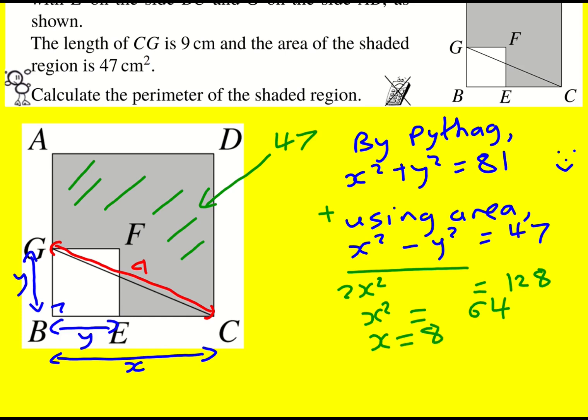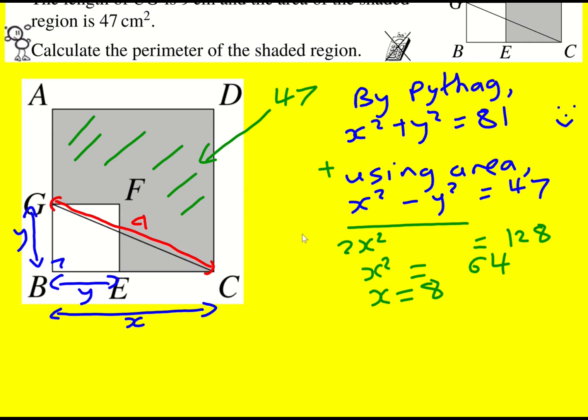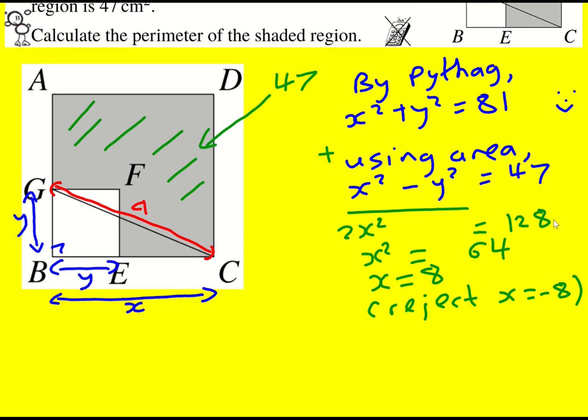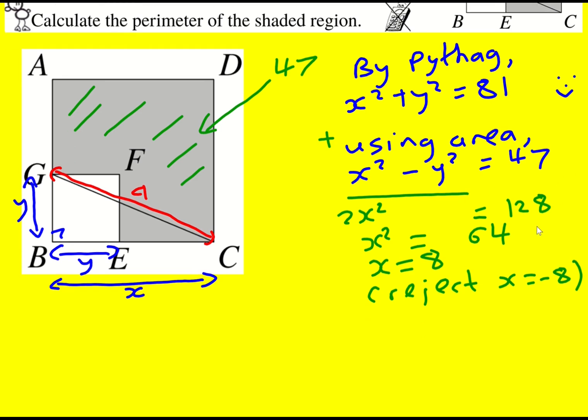Okay, just the positive square root here because this is a physical shape. Maybe I should just say reject X equals -8, just to be clear. And actually, this is enough. You might not realize that, and you might then find Y. We could do that quite quickly.